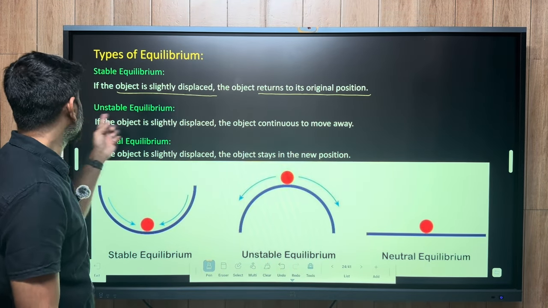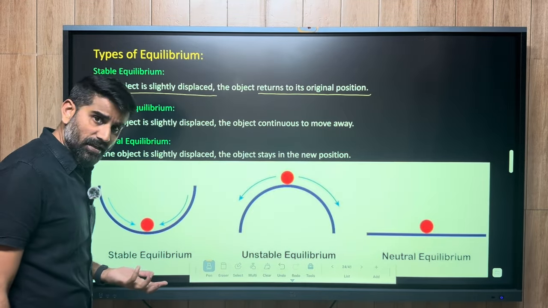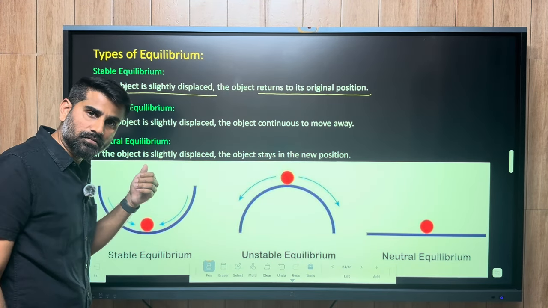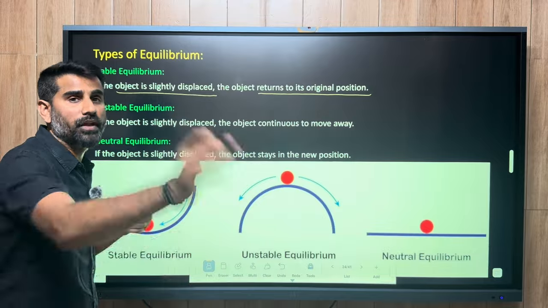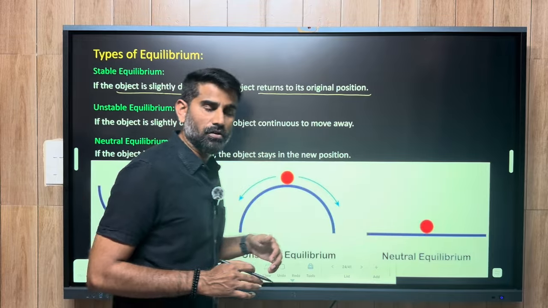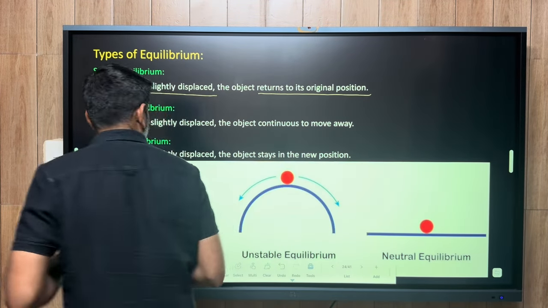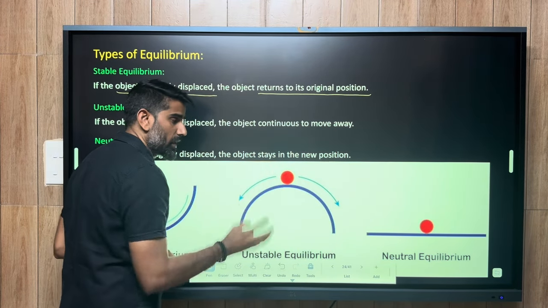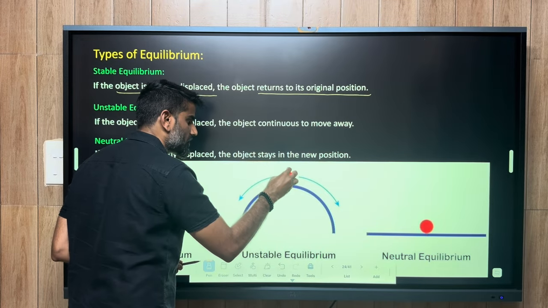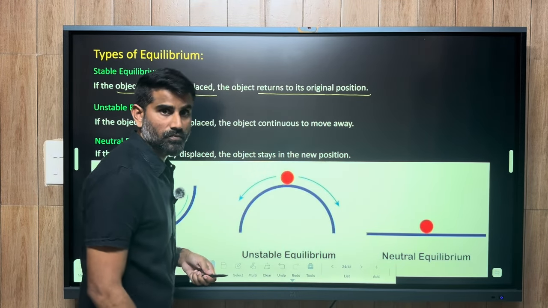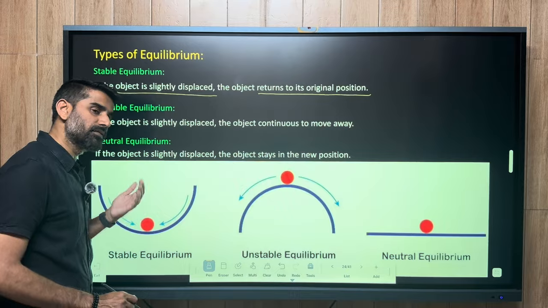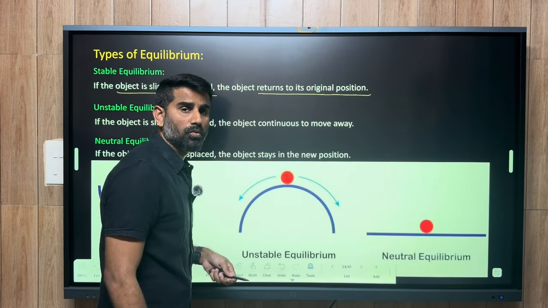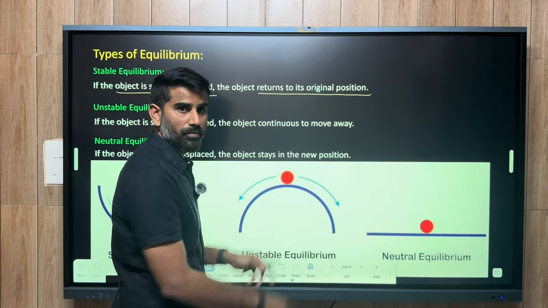Now coming to the second case of equilibrium, which is unstable equilibrium. In this case, let's say I have displaced the object slightly. Then if it is not coming back, rather it is moving away. Let me give you an example. I have taken the illustration here. So this is again a bowl that I have taken, and again the marble, I kept it exactly on the top of the bowl. This time the bowl is reversed. So I kept it exactly on top of this bowl.